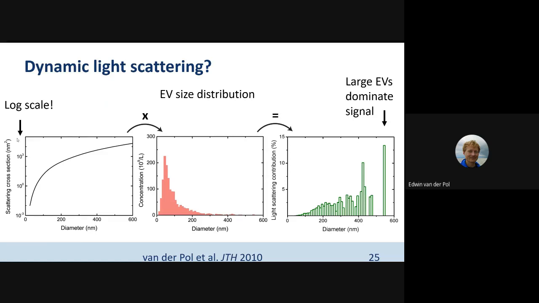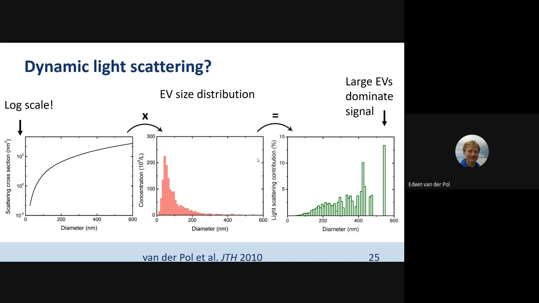So here on the left, you can see the scattering cross-section versus the diameter of vesicles. It's theoretical, but I think pretty close to reality, calculated many years ago. This is just an arbitrary size distribution of a vesicle sample, in this case measured by electron microscopy. Now, if we multiply the scattering cross-section with the concentration of these vesicles per diameter, we can see how much all vesicles of each size in the sample contribute to the measured light scattering signal.